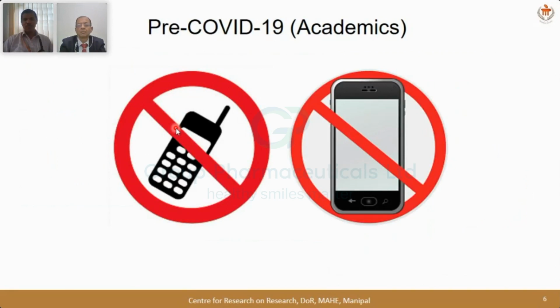Mobile, this symbol is slowly disappearing now because of the COVID pandemic. So we sat more than 1 month to make the guideline. So at the department level, before COVID, we decided not to allow mobile to the school, to the college, to the professional college like Manipal College of Pharmaceutical Sciences here at Manipal.